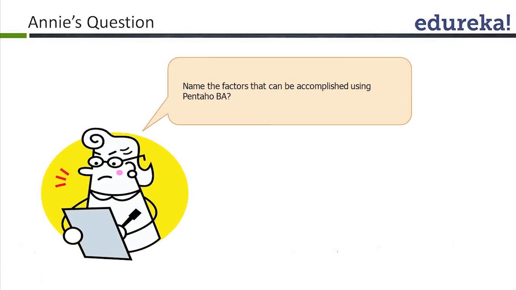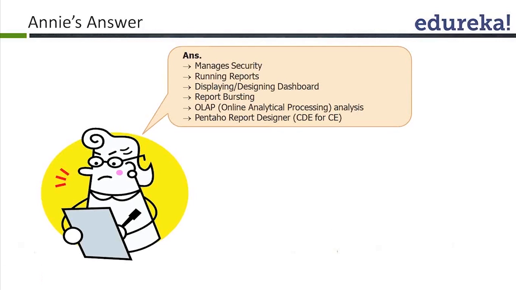Can you name the factors that can be accomplished using Pentaho BI? So these are the major traits offered by the BI server: security, then running reports. You can publish the reports and make them available for end users, displaying or designing dashboards. Then you can send reports through emails, report bursting. Then you can connect with OLAP and do OLAP analysis. Then you can do dashboard design using CDE or CDF.